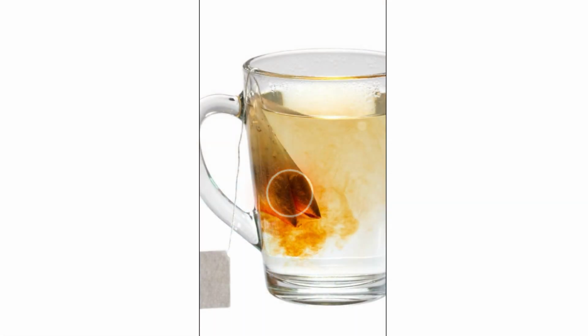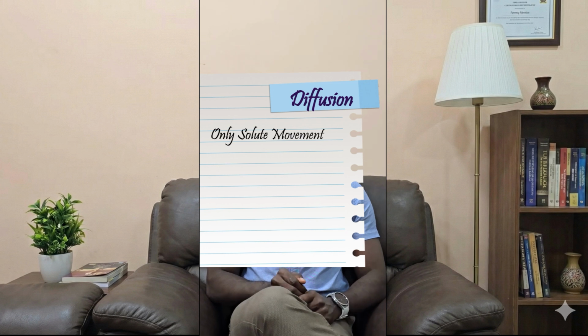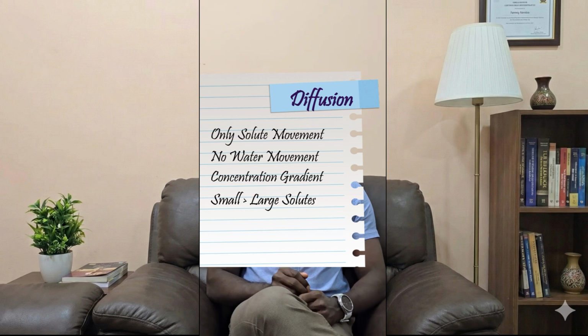And similar to the tea leaves, blood cells, albumin and other larger molecules do not get into the dialysate side because of the pore size. To sum up, in diffusion, only solutes move. There is no net water movement, and the solute movement depends on concentration gradient. Also, smaller solutes travel faster, while larger solutes take a longer time.